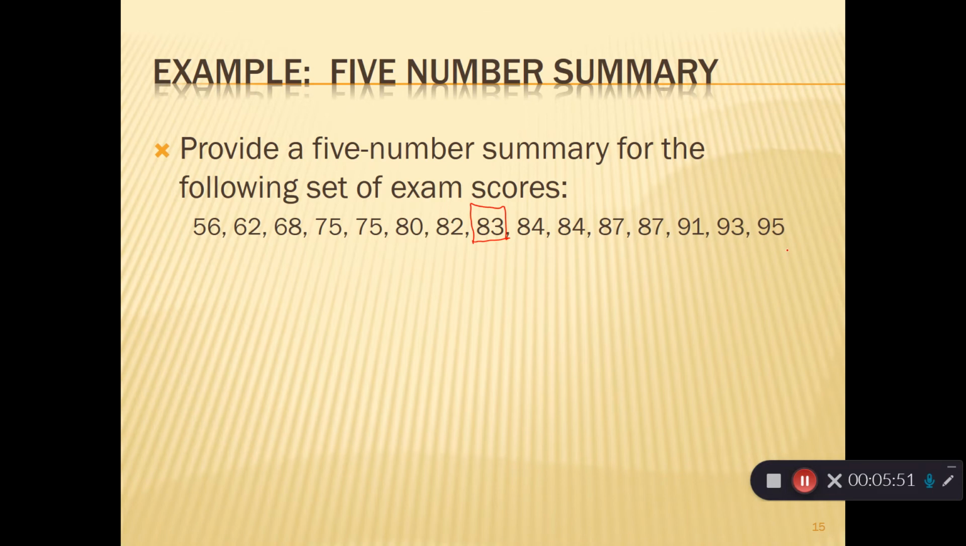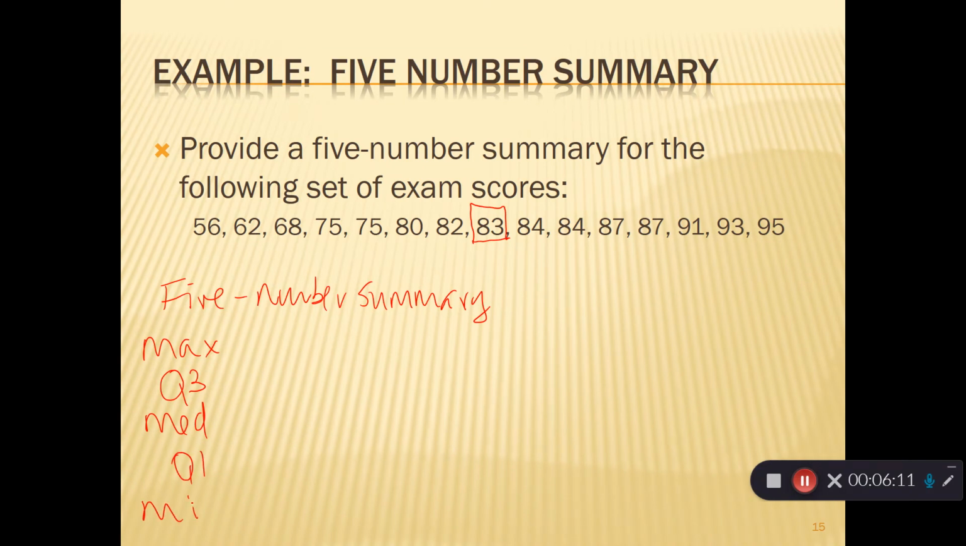So that's my median. So in my 5-number summary, I'm going to write down what the max is, the upper quartile Q3, the median, the lower quartile Q1, and the minimum value. Well, we just said the median is 83. And I can see right here, 56 is my minimum value, and 95 is my maximum value.